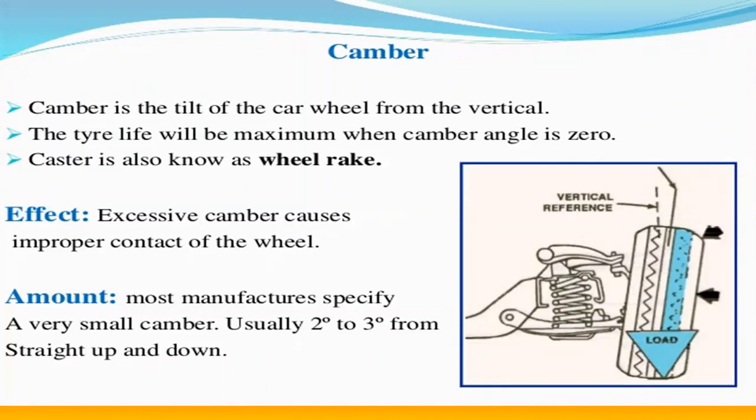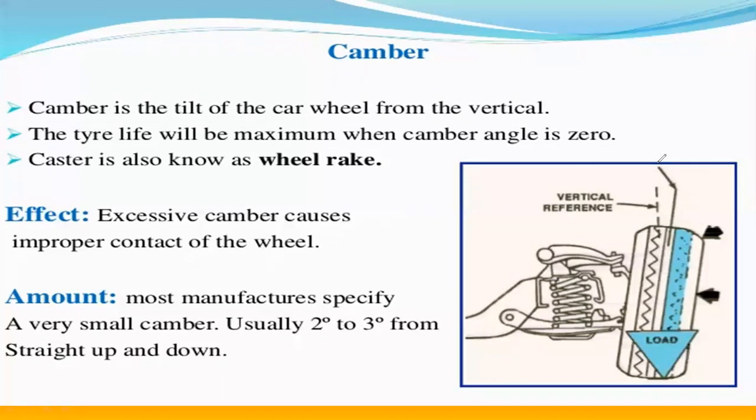Camber is also called the wheel rake angle, and it is the inward or outward tilt of the wheel with respect to the vertical as seen from the front of the vehicle. You can observe the angle of that vehicle in detail. The view should be observed from the front wheel of the vehicle. Okay, so you can see the diagram.